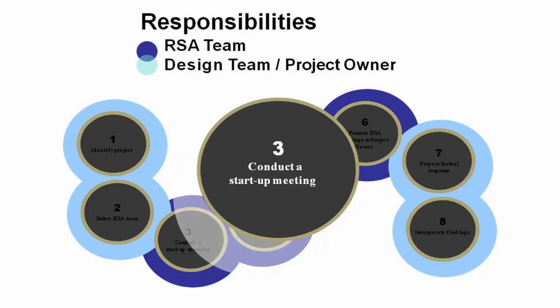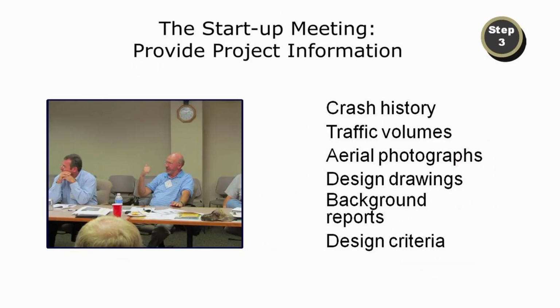Step 3 is to conduct a startup meeting. At this meeting, the RSA team will go over the project information. This may include crash history, traffic volumes, aerial photographs, design drawings, and background reports. We asked Adam what information he prepares for the startup meeting.